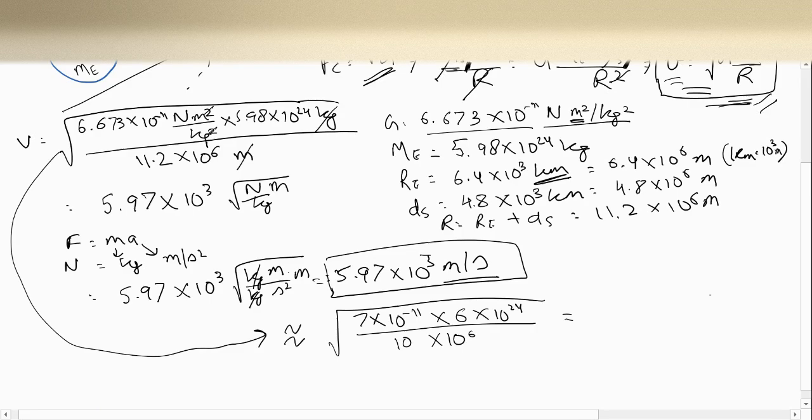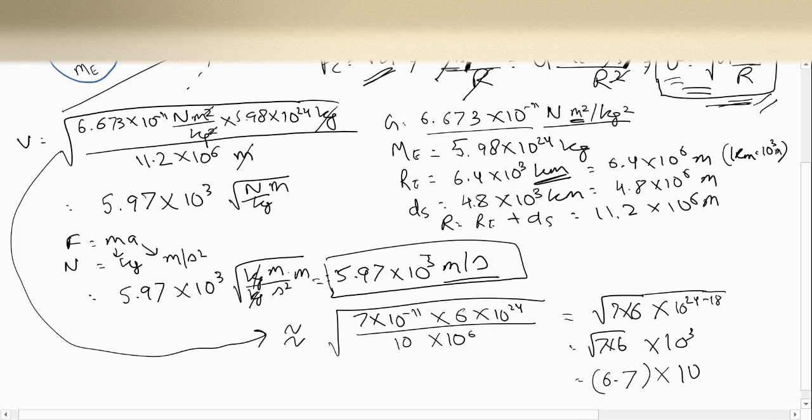So this is equal to square root of 7 times 6, and the positive powers are 10 to the 24, negative powers are 11 plus 1 is 12, plus 6 is 18, so minus 18. So 24 minus 18 is 6. So under the square root this will give us 10 to the 3, and then square root of 7 times 6. These two numbers are very close, so it can be either square root of 6 times 6 or close to square root of 7 times 7. So basically this is going to be a number between 6 and 7 times 10 to the 3.